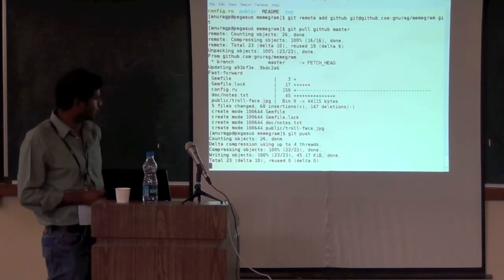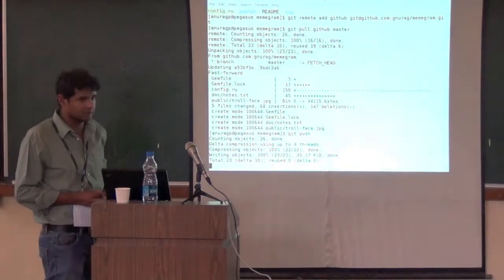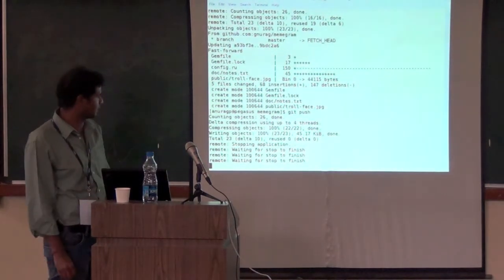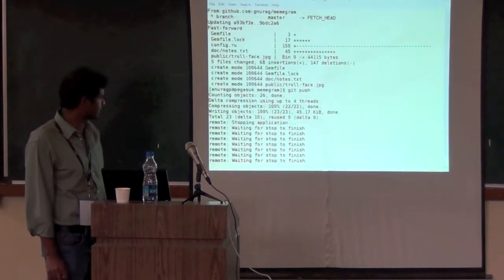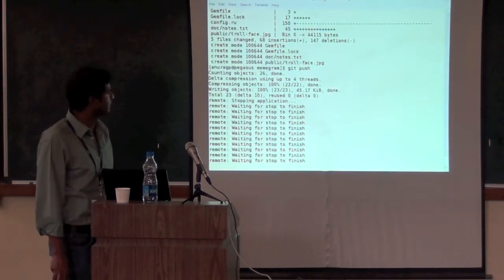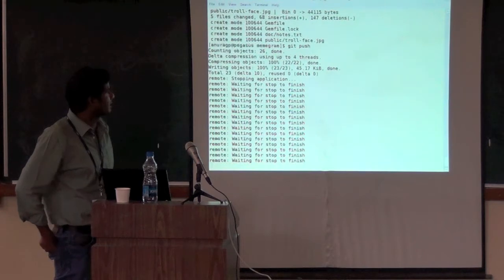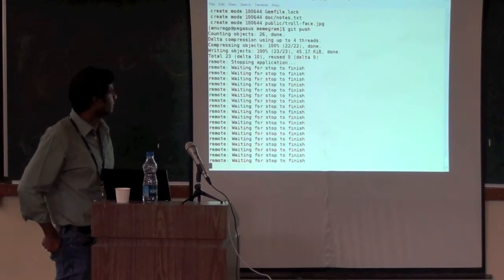So what this will do is push and then it will stop the passenger. I'm using the Ruby cartridge, so it will stop the passenger and start it again. If there's a Gemfile, it will start pulling in the gems, put them in vendor, and then restart the application.